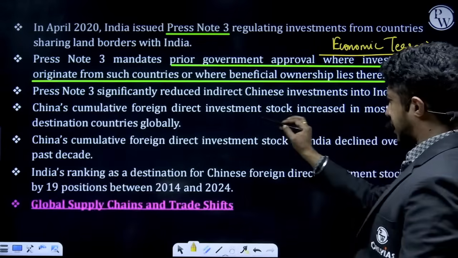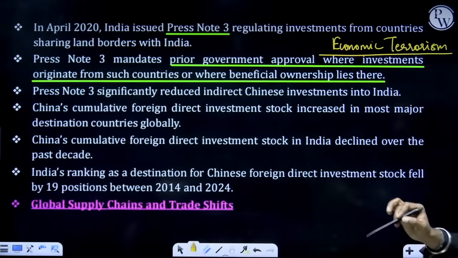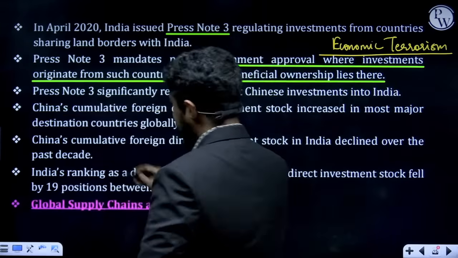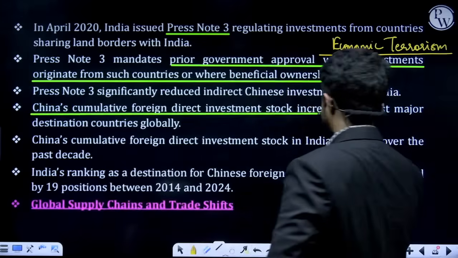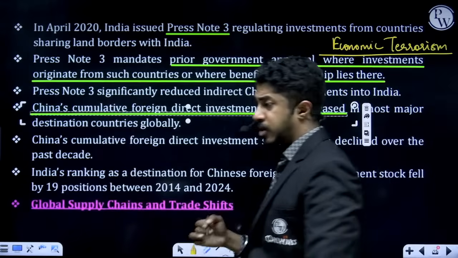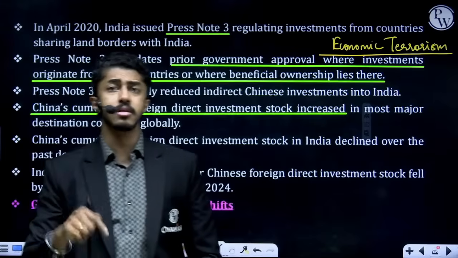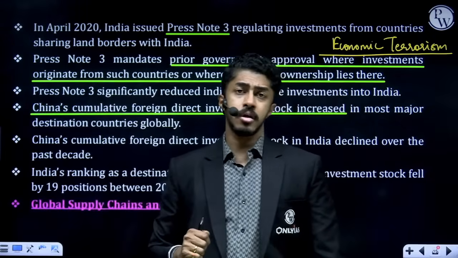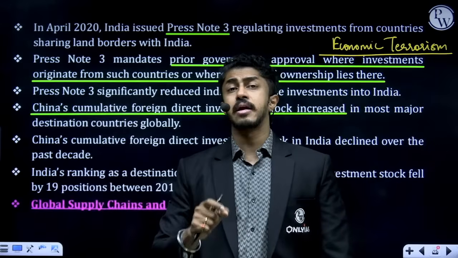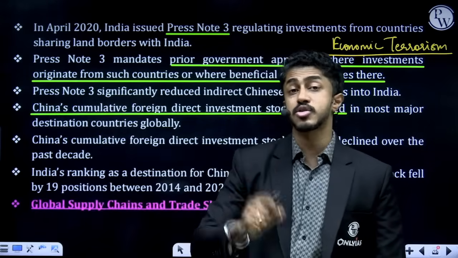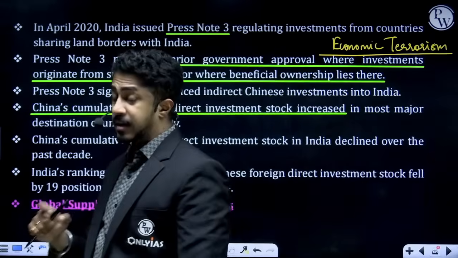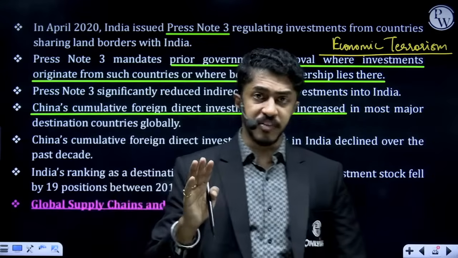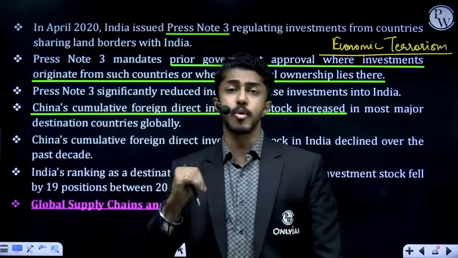China's cumulative FDI stock increased in most major destination countries globally. Like I told you, for China, it is nothing. If India is not there, even though India is one of the most populous countries in the world, for China, they have the rest of the world to play with. India taking a lesson from that, India also decided, why should we only trust USA? Because US is India's largest export market. If USA stops buying from us, it can really affect our export sector.